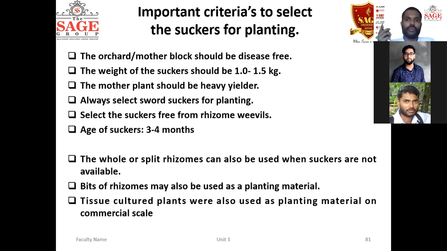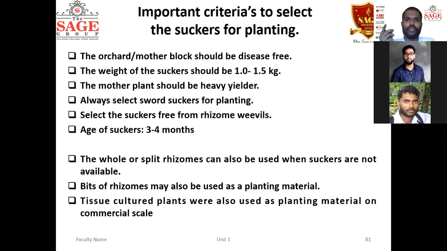So coming to next, that is important criteria to select this water sucker for planting. So what should be the criteria when we are selecting these short suckers? So short suckers should be pest and disease free. So that is obvious, pest and disease free planting material only we are preferring in all the crops. Then next, it will have a particular weight, that is 1 to 1.5 kg weight. Short suckers are always preferable.